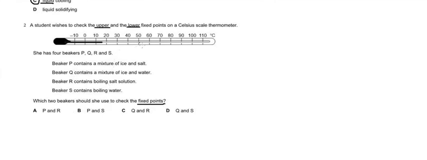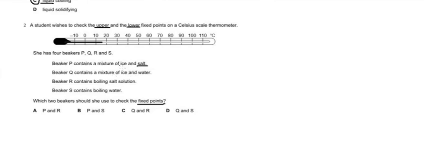Here the main important thing is that the temperature of that particular substance should be fixed. Then only we can have the fixed points. Beaker P contains a mixture of ice and salt. If you mix salt into the ice, what happens? The temperature of that ice decreases, so we can't have a fixed point over there.